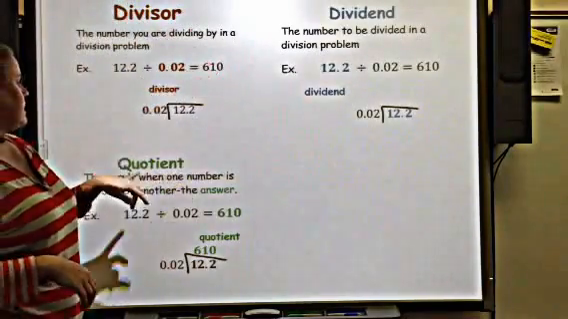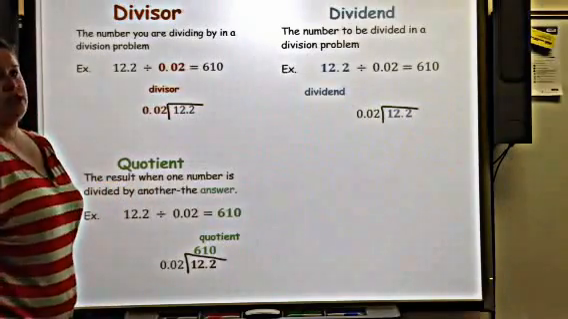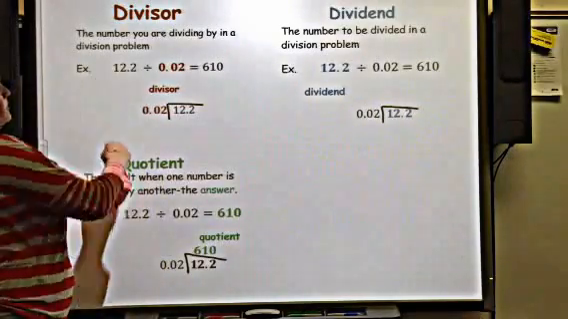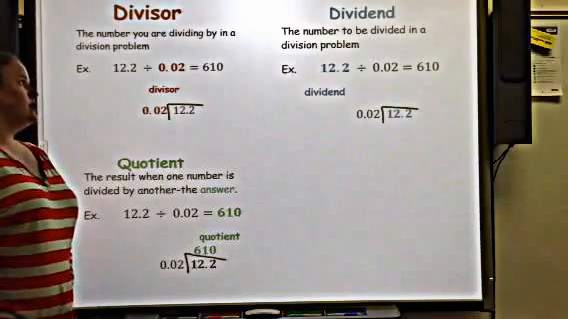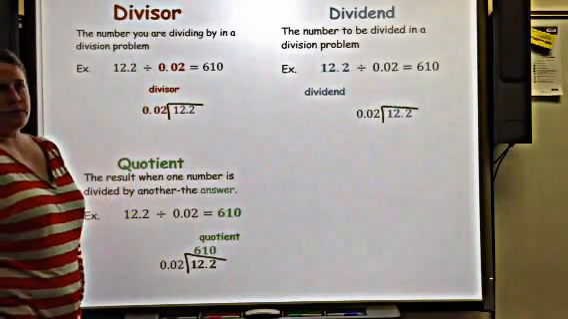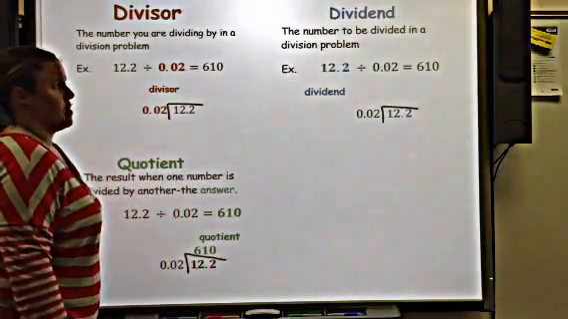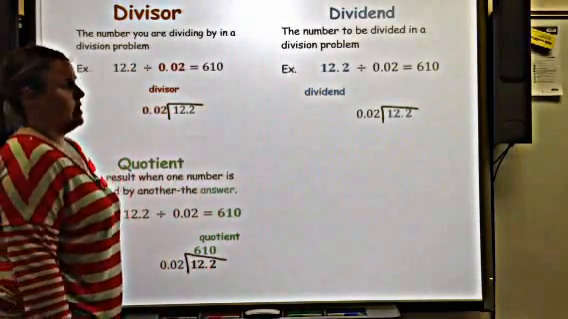Divisor, dividend, and quotient. Divisor is the number you're dividing by in a division problem. So with the problem, 12 and 2 tenths divided by 2 hundredths, 2 hundredths is your divisor. The dividend is the number to be divided in a division problem. That's your 12 and 2 tenths.